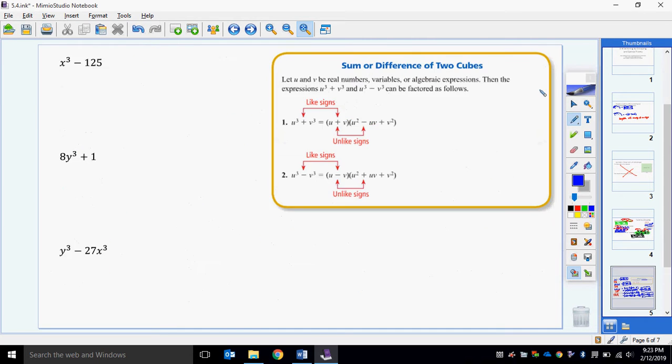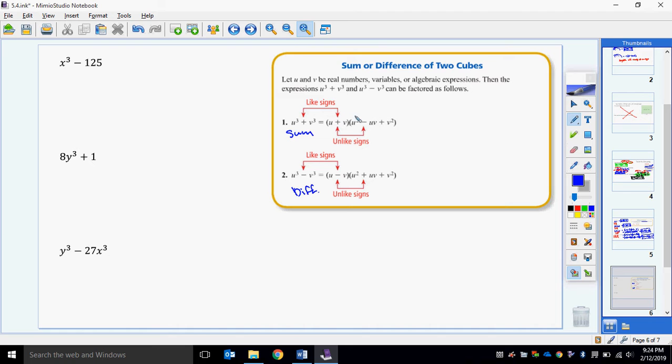And that's difference of two squares. Let's take a look at the difference of two cubes and the sum of two cubes. So, two different ones. The first one is the sum of two things being cubed, addition, a u cubed and a v cubed. This one is the difference, subtraction of two things being cubed, u and v. So what are they equal to?